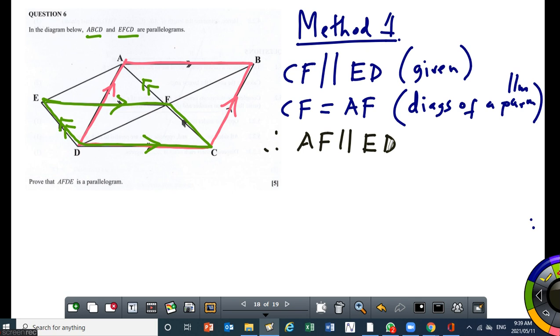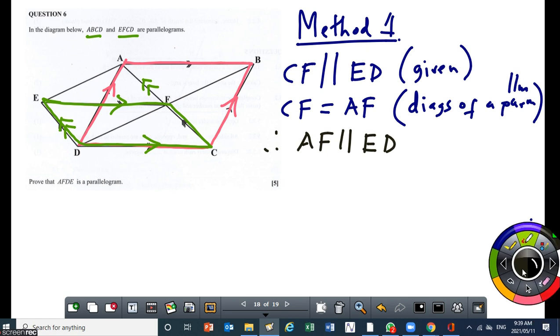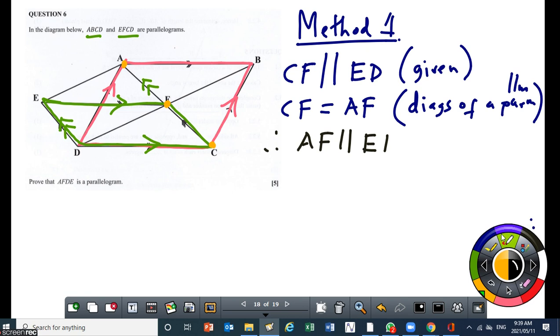Do you agree with me on that, that AF is parallel to ED? Because points A, F, and C are on the same straight line. Okay? Let me indicate that. Point A, this point here, and point F, and point C are on the same straight line. So the whole line AC is parallel to ED. So I can give that as my reason here. Okay, I'll say why? Because AC is parallel to ED.